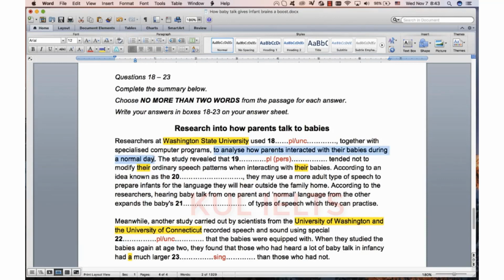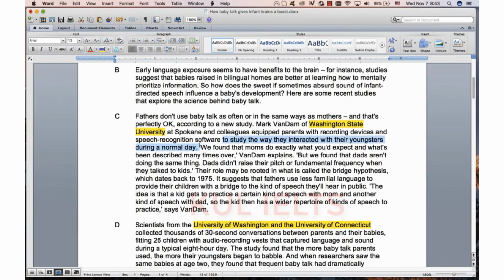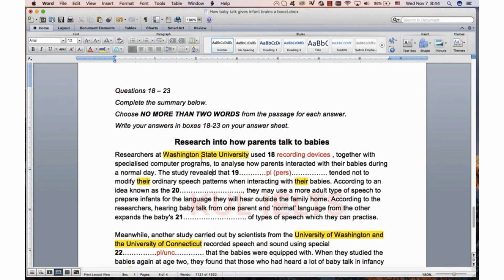And then if you just look at this, to analyze how parents interacted with their babies during a normal day, it's almost exactly the same. To study the way they interacted, they as parents with their youngsters, their babies during a normal day, exactly the same. So really very straightforward, recording devices. Shouldn't have too many problems with that. Right, the study revealed that, okay, into the results of the study, and then this one we should be able to find quite easily.